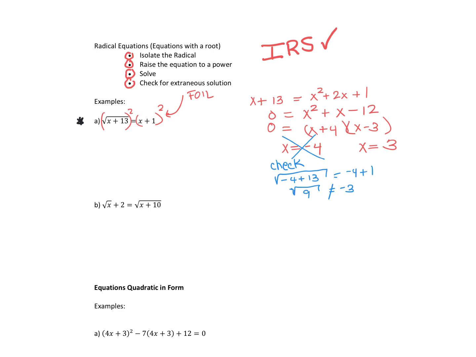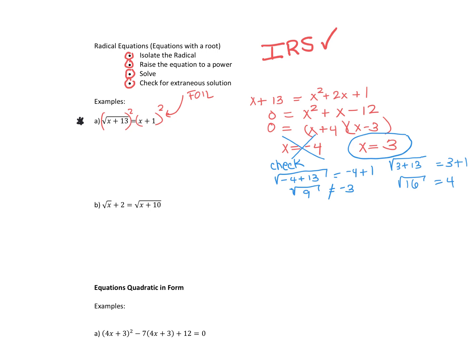That does not mean that the 3 will work. We have to check that as well. So we'll put that in here. The square root of 3 plus 13 equals 3 plus 1. So the square root of 16 equals 4, and that is true. So our only answer here is x is equal to 3.